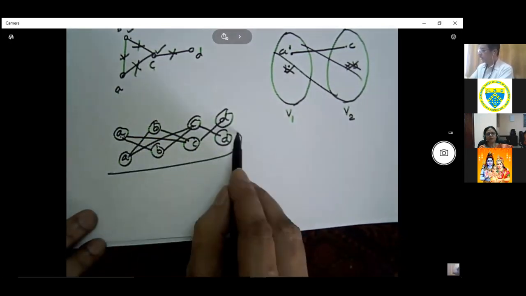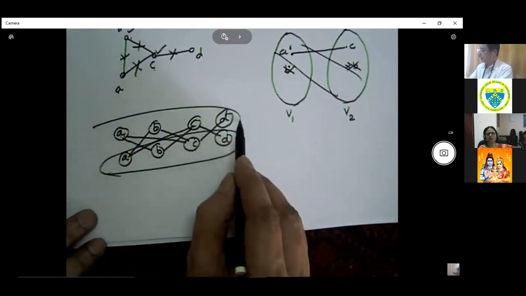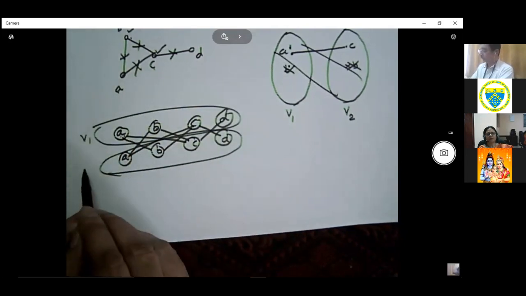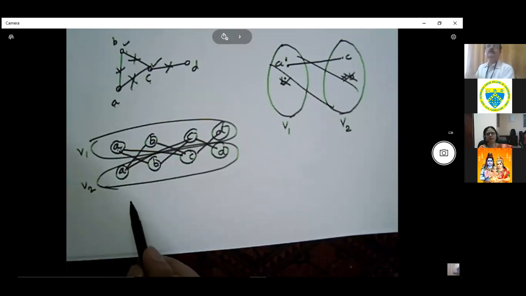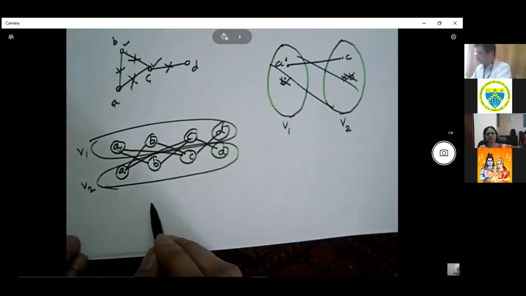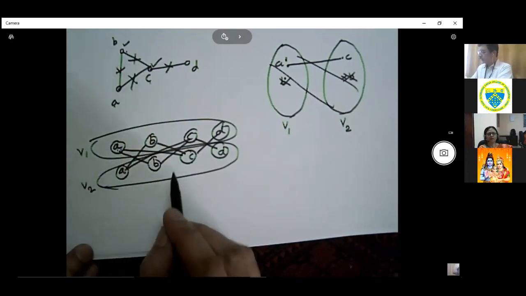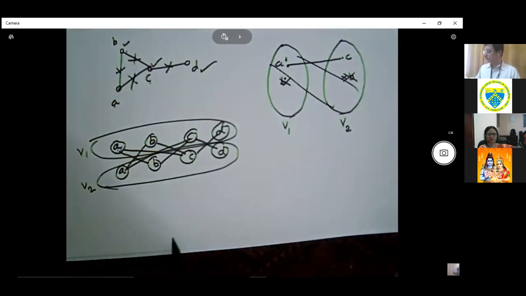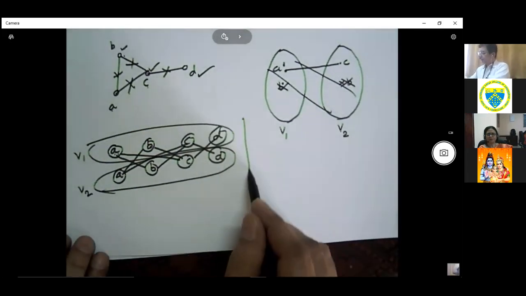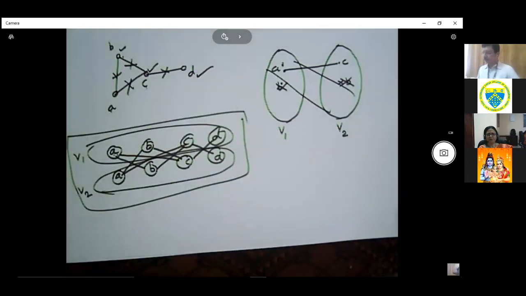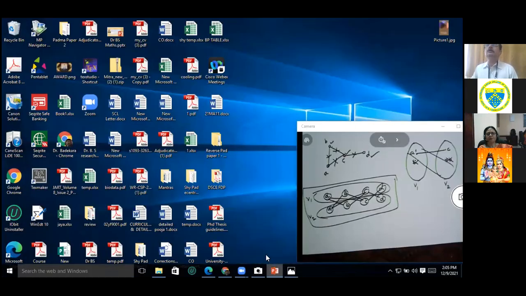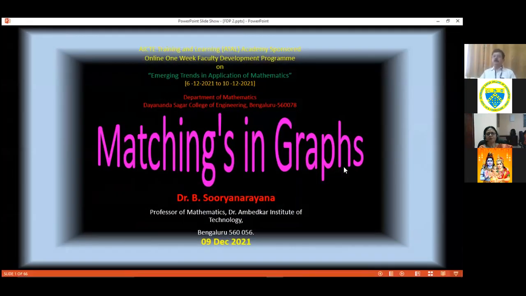This is one partition V1. This is another partition V2. The given graph can always be represented as a bipartite graph of order twice the order of the given graph. Therefore, I am thinking about only bipartite graphs today. Most of my talk runs around bipartite graphs. Let us now see the definitions and applications.